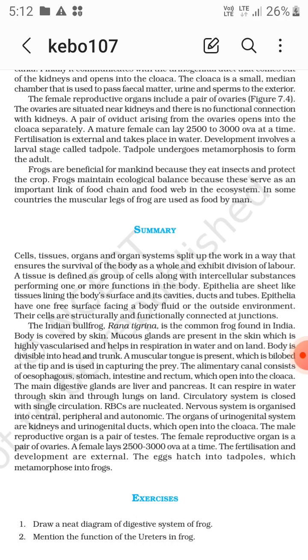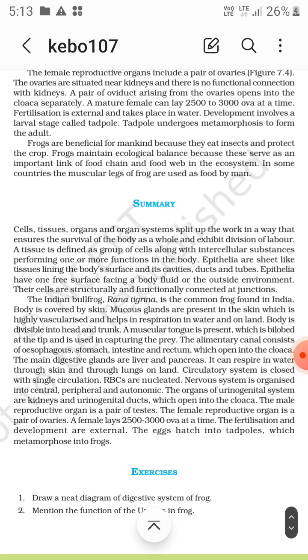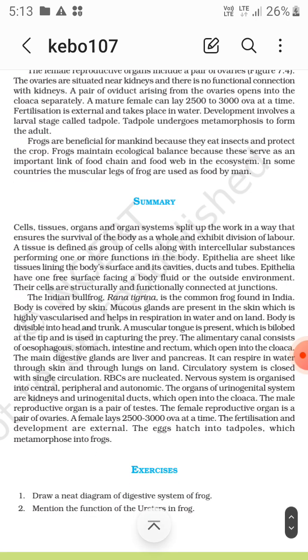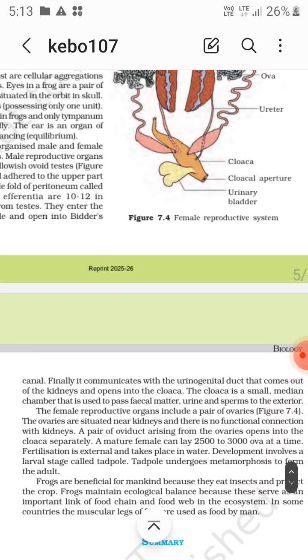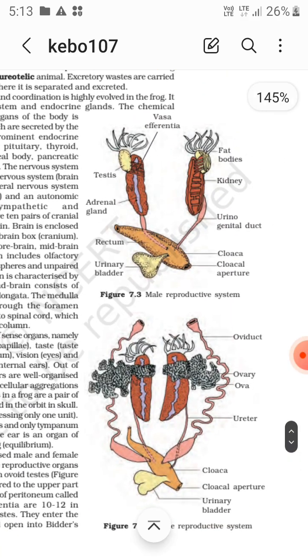And frogs maintain ecological balance. Why? Because they serve as an important link of food chain and food web in the ecosystem. In some countries, the muscular legs of frog are used as food by man. Right? So this is the chapter. A summary has been left.